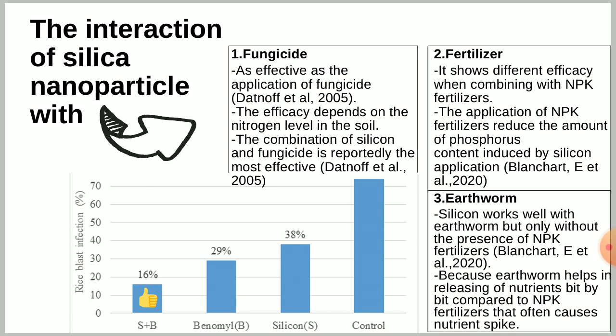The next and the last interaction is between silica nanoparticle and earthworm. Silicon works well with earthworm, but only without the presence of NPK fertilizers. This is because earthworm helps in releasing nutrients bit by bit compared to NPK fertilizers that often cause nutrient spikes.